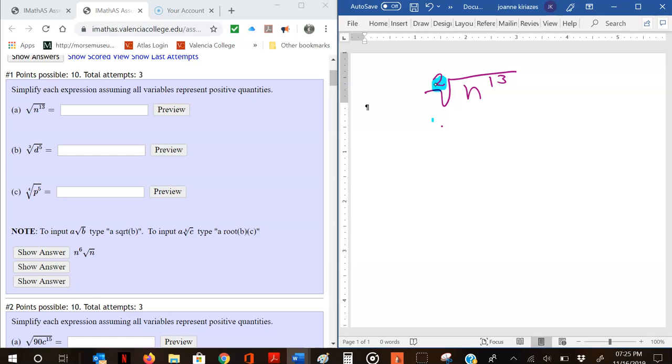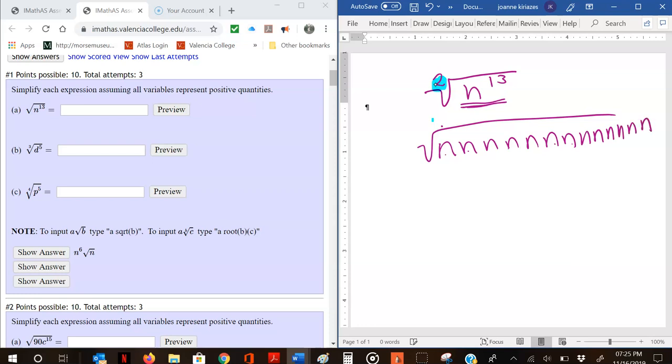Now, whenever we're simplifying a radical, the easiest thing to do is to expand out the radicand. The radicand is the stuff under the radical sign. So I can expand this out. N to the 13th power is just n 13 times, right? 8, 9, 10, 11, 12, 13. All right, now you want to expand it out.